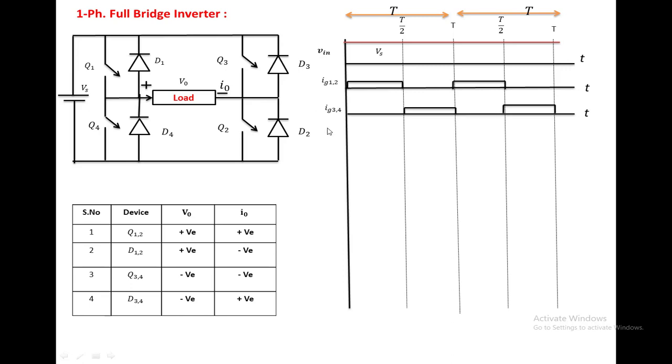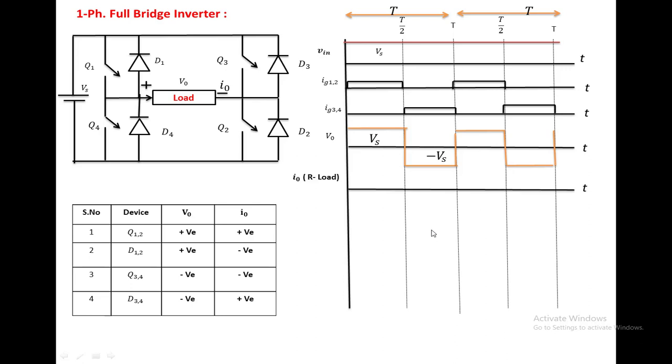These are the gate voltages applied to Q3, Q4. In this duration Q3, Q4 is on. Again in this duration Q3, Q4 is on. In the remaining duration Q3, Q4 will be off. If we draw the output voltage, from 0 to T by 2, Q1, Q2 is on, so the load voltage becomes positive, that is Vs. In this duration Q3, Q4 is on, so the load voltage is negative, that is minus Vs. The same cyclic operation will be done for the remaining cycle.